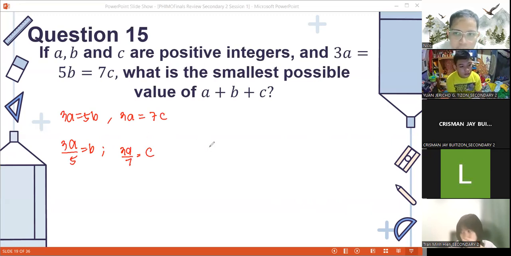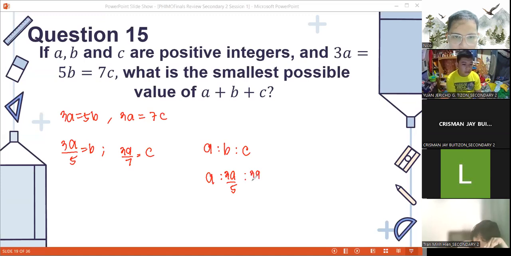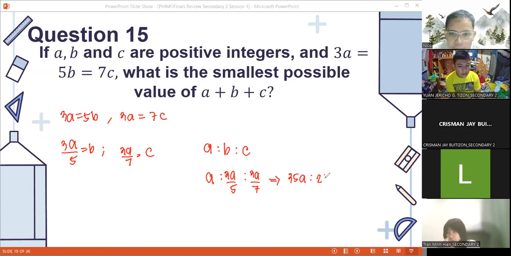So we'll have it as A, and then is to B, is to C, which is A is to 3A over 5, A over 5, C 3A over 7, A over 7, right? So we can multiply everything by 35. So this is 35A, and then 21A, and this is 15A.